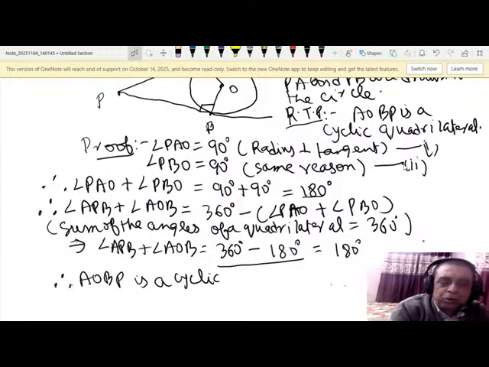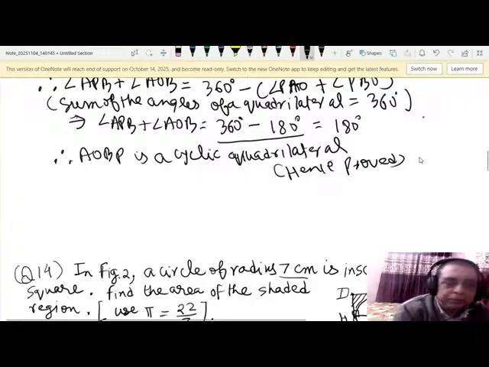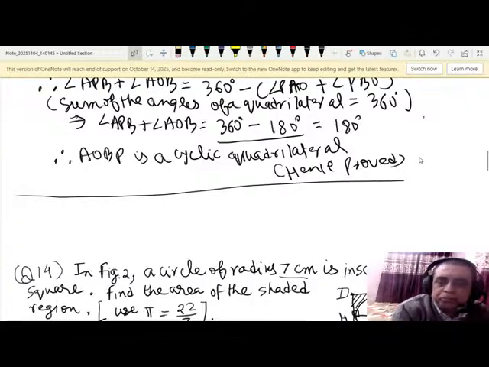That means all the four corner points are lying on one circle, so it is a cyclic quadrilateral. Okay, so it is proved. This was what was asked to prove. We have proved it. Now we will go to the next question. Now we are moving to question number 14.